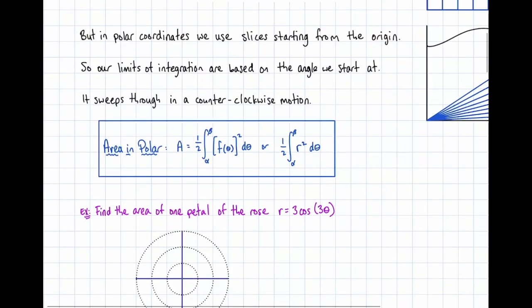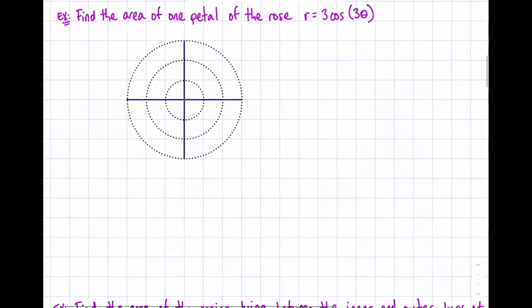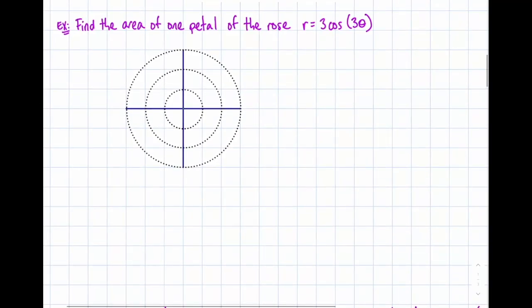Should we try an example? Yes, we should. Five or six minutes into this video, let's try one. Here is an equation, 3 cosine 3 theta. It is a rose, there is a petal, this is a flower. Hopefully we can graph this.